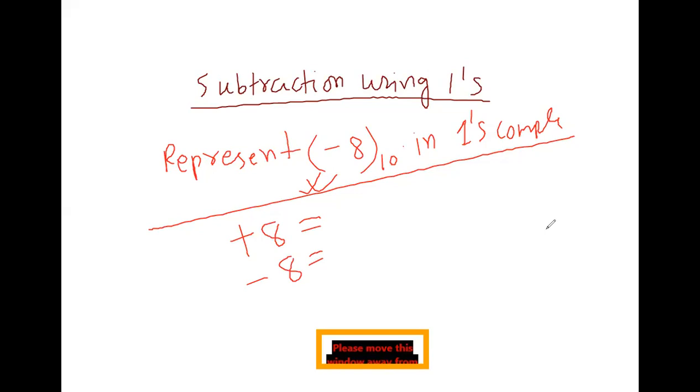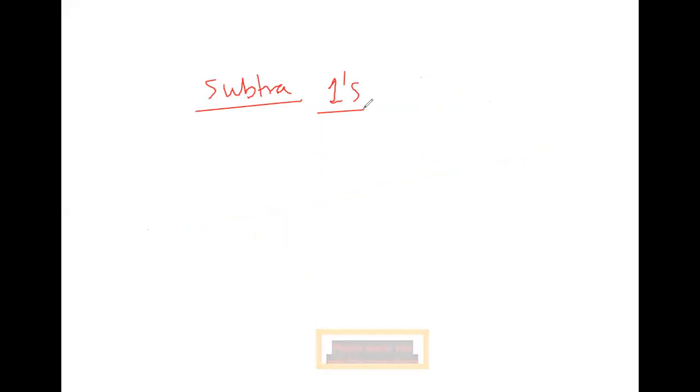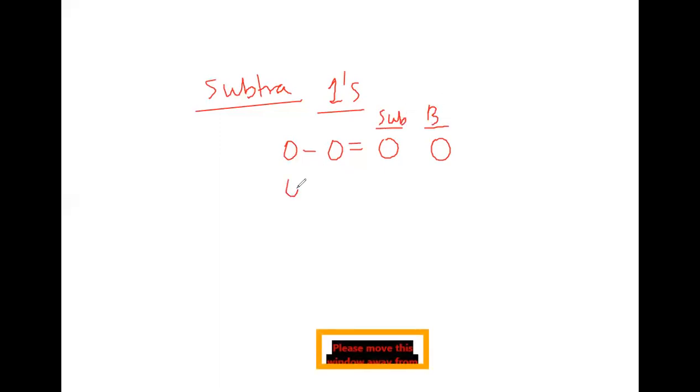Okay. So we are discussing subtraction using 1's complement. Already we know how to do subtraction of binary numbers. What is the rule? The rule is 0 minus 0 is equal to 0 with borrow 0. This is the subtraction part, this is the borrow part. Then 0 minus 1 is 1 with borrow 1. 1 minus 0 is 1 with borrow 0. So 0 minus 0 is equal to 0 with borrow 0.